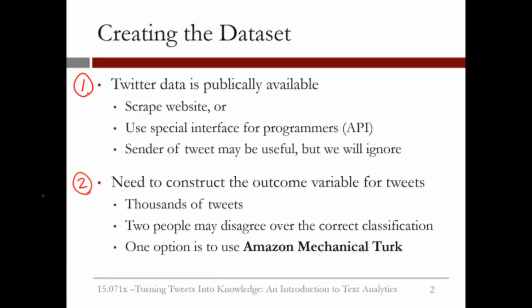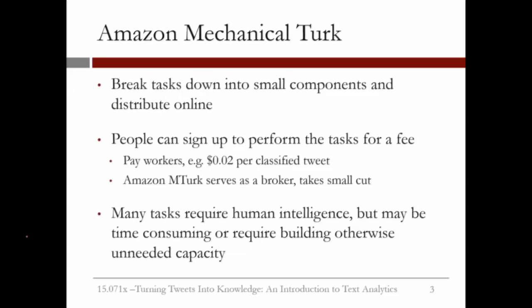Then, we need to construct the outcome variable for these tweets, which means that we have to label them as positive, negative, or neutral sentiment. We would like to label thousands of tweets, and we know that two people might disagree over the correct classification of a tweet. So to do this efficiently, one option is to use the Amazon Mechanical Turk. So what is the Amazon Mechanical Turk?